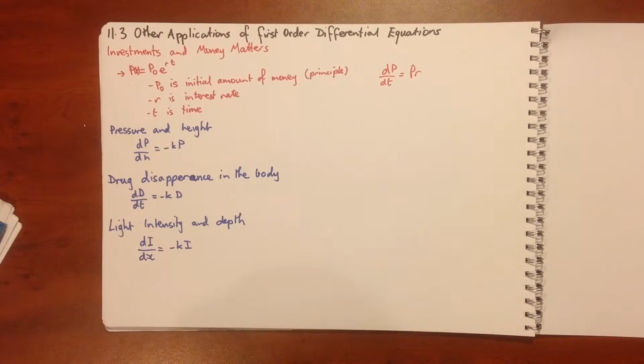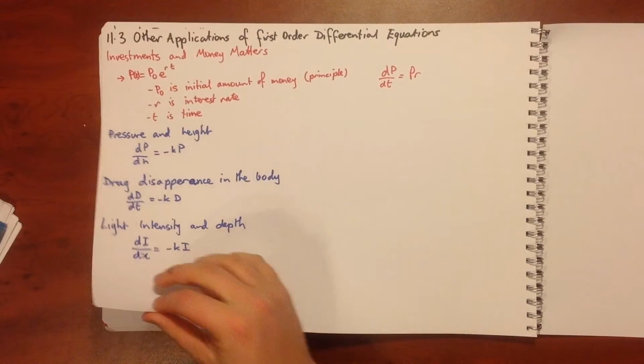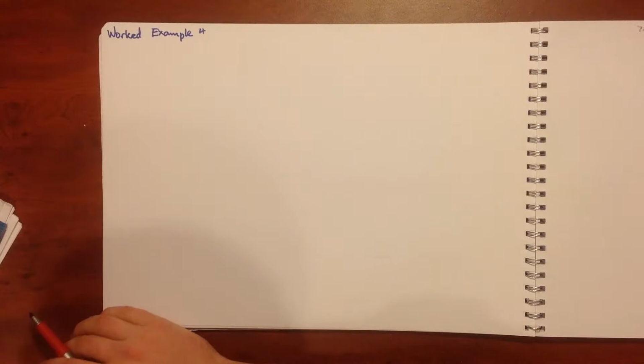Our pressure and height: dP/dh equals negative kP. Our drug disappearance in the body is dD/dt equals negative kD. And light intensity and depth is dI/dx equals negative kI. So what we can do is a couple of worked examples on this. Have a look at worked example 4.